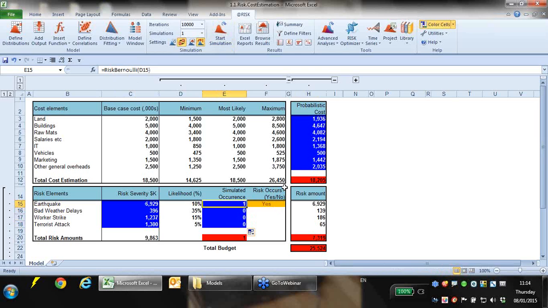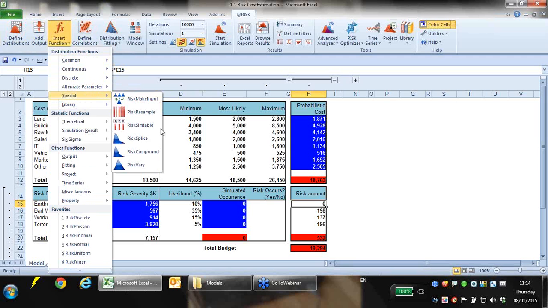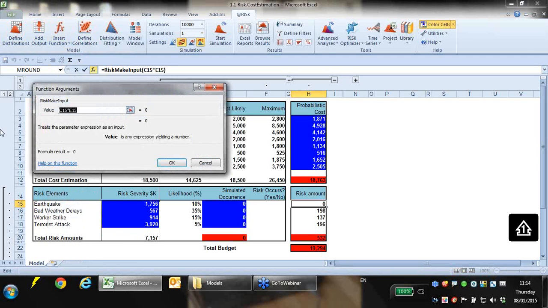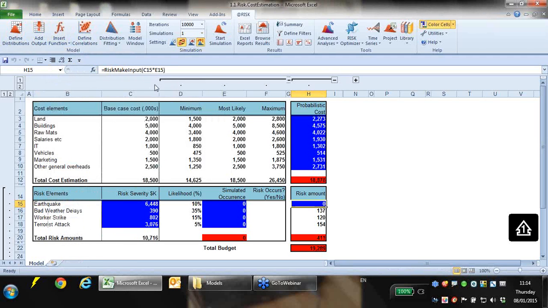I'm now simulating 1s and 0s, and I'm going to say that this is something called a RiskMakeInput function. This is one of the special functions about @RISK, if you like. What I'm doing here is telling @RISK that I want to treat these two inputs as one combined input. The reason I'm doing this is for the tornado graphs, which I'll explain in a little more detail.